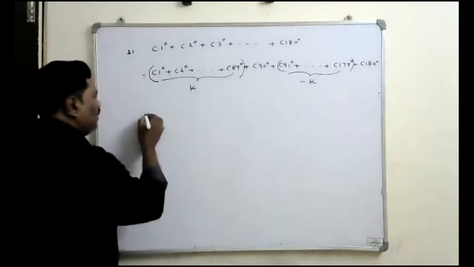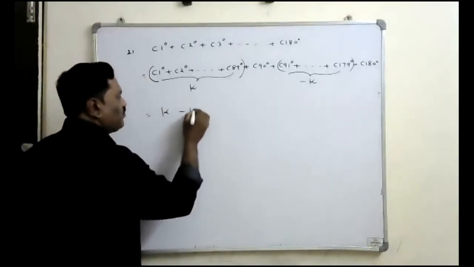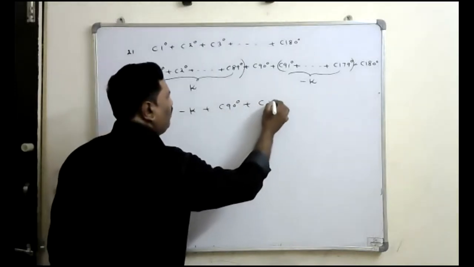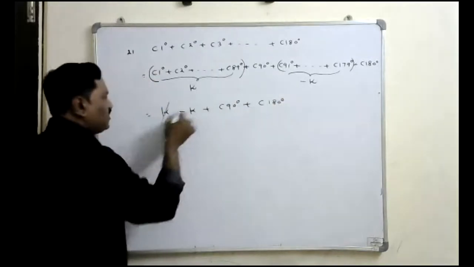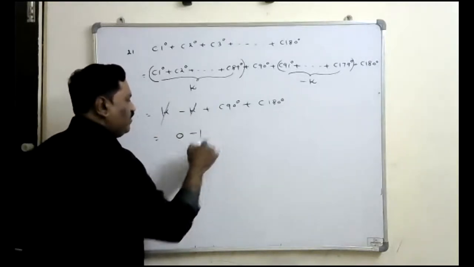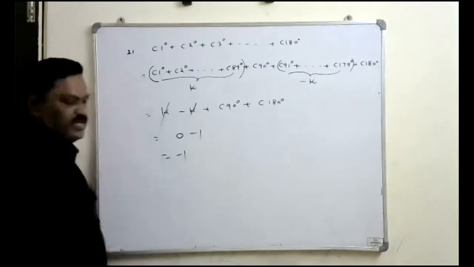So if you add them, we get k minus k plus cos 90° plus cos 180°, where of course k minus k gets cancelled. So cos 90, which is 0, cos 180, which is minus 1, that is equal to minus 1. That is the answer.